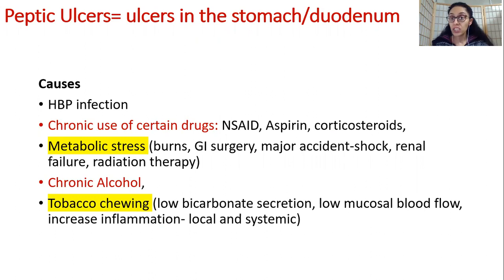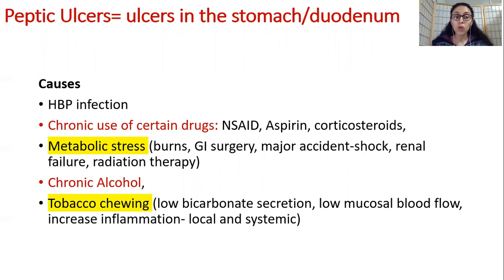Then you have metabolic stress. What do I mean by metabolic stress? When your body is under a catabolic condition. Catabolic condition is when there is an excessive amount of protein breakdown and loss and a lesser amount of protein regeneration or synthesis. This happens during, say, severe burn patients, GI surgery, major accidents like motor vehicle accidents, renal failure, chemotherapy, and radiation therapy. These are metabolic stressful conditions.